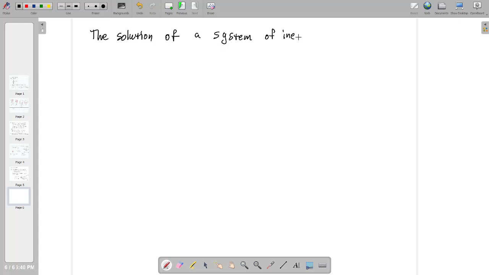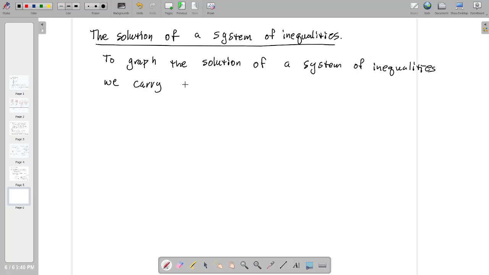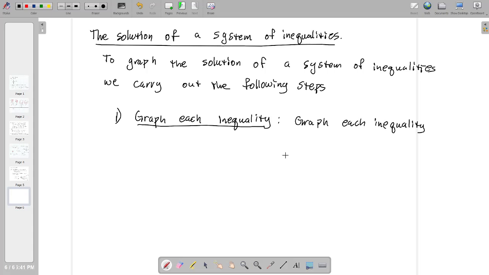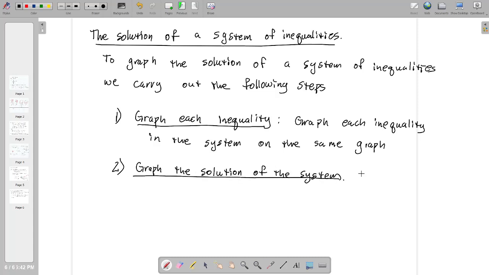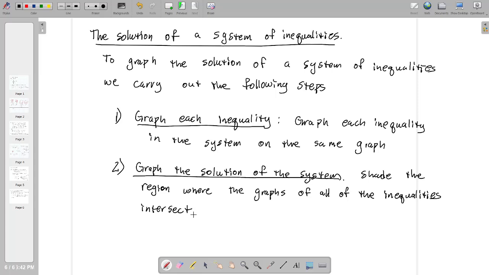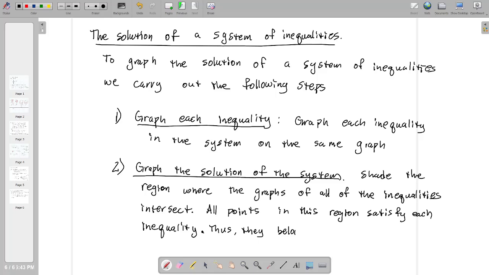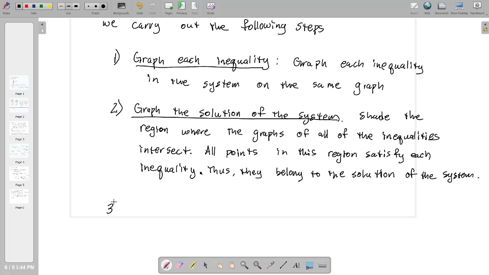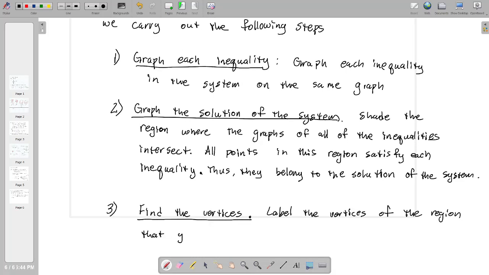The solution of a system of inequalities. To graph the solution of a system of inequalities, we carry out the following steps. 1. Graph each inequality. Graph each inequality in the system on the same set of axes. 2. Graph the solution of the system. Shade the region where the graphs of all of the inequalities intersect. All of the points in this region satisfy each inequality, thus they belong to the solution of the system as a whole. 3. Find the vertices. Label the vertices of the region that you shaded in step 2.